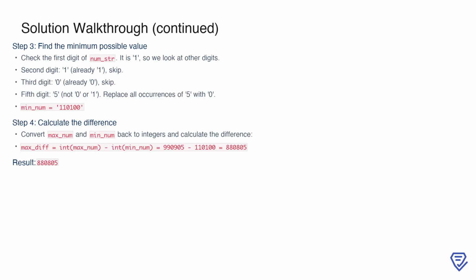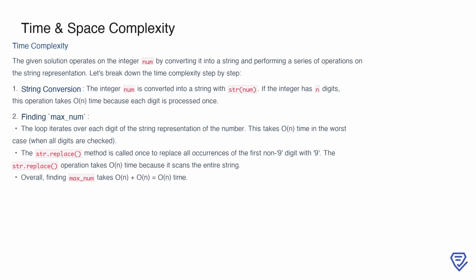minimum value. To calculate the difference, we convert 990905 and 110100 back to integers and subtract. This gives 990905 minus 110100, which equals 880805. Thus, the maximum difference in this case is 880805. To analyze the time complexity of the solution, let's start with the basic operations.